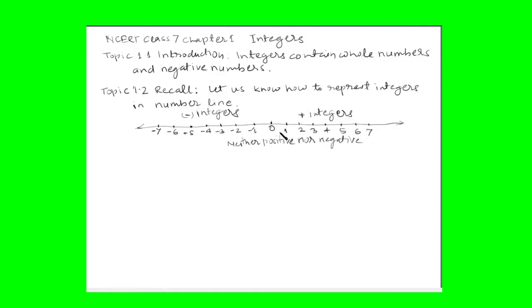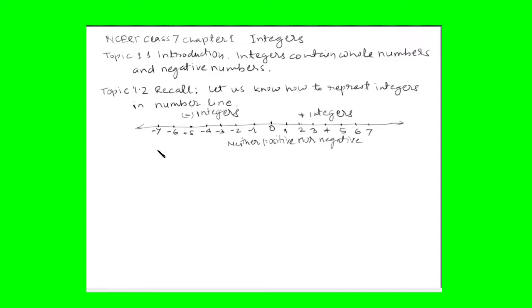And when we go to the right of any number, 1 is greater than 0 because it's on the right of 0. 2 is on the right of 1, so 2 is greater than 1. And 5 is on the right of 4, so 5 is greater than 4. This way, if we move towards the right, we get a greater number, and if we move towards the left, we go towards a smaller number.